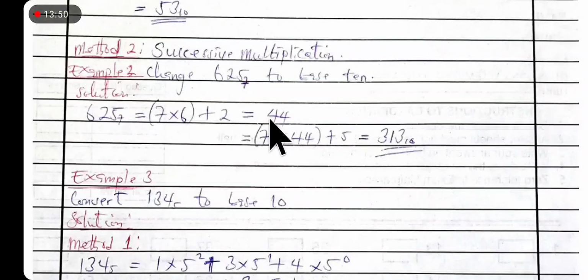Then the next value you want to treat is this 5. So 7 times this 44 we have gotten, then plus the next digit which we are yet to treat, 5. That is why we have 5 here. So 7 times 44, then plus 5 will give you 313 in base 10.